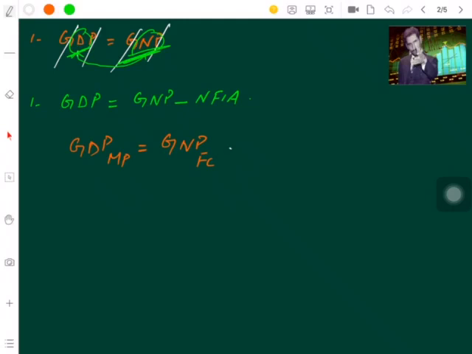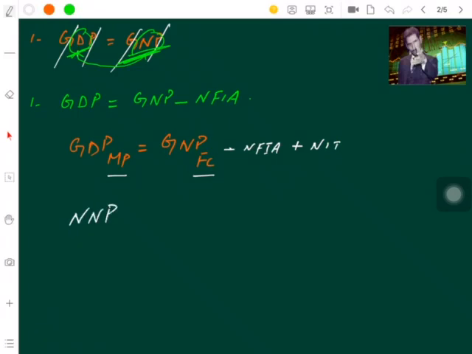Second is domestic and national. So national minus NFIA is domestic. Product is same. Here we have factor cost. This is market price. Factor cost plus net indirect taxes will be equal to market price. Now let us take one more example for your sake in order to understand it properly.